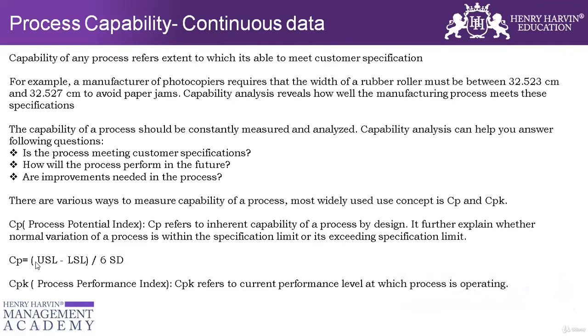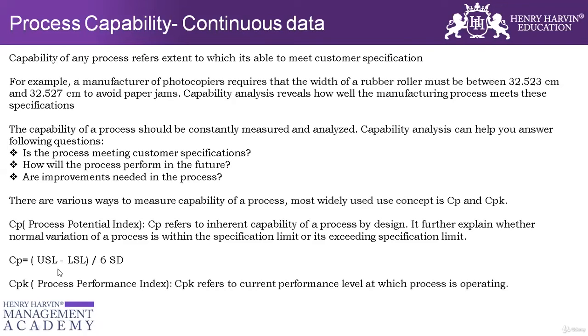CP says USL minus LSL upon 6 standard deviation, which means what my process is currently capable of performing. We haven't talked about this concept yet, but since you have asked, when would I call my process within the specification, within the normal course of time? We talked about normal distribution. When my process is within plus minus 6 standard deviation from either side, then I would call my process at sigma level 6 sigma.